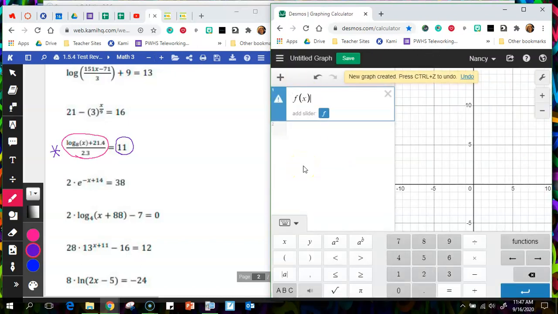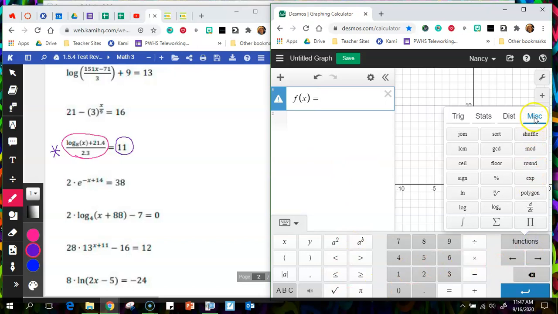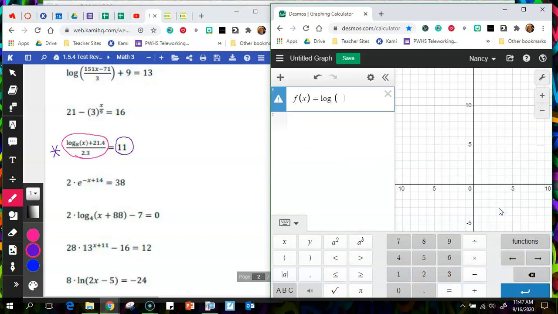Okay. All right, so for the first part, I'm going to enter log base 8, which is down here, functions, miscellaneous. I need log base A, so I can put the 8 in there. But all of this stuff is going to go over that 2.3, so I need to start out with parentheses. And then this is going to be an x, and that's in parentheses, and then I'm just going to click on the outside of the parentheses, plus 21.4. Okay, then I'm going to close my parentheses, and then when I hit the / button, it puts all of that in the numerator, which is what I need. And then 2.3 goes in the denominator, so there's that graph.